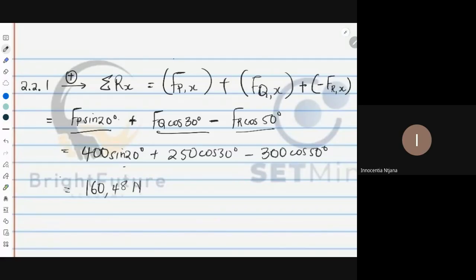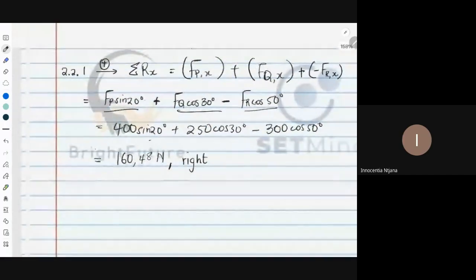This thing is a vector, so it needs a direction. So since we chose the right direction as positive and our answer is also positive, then we can be confident that this thing has to be going to the right. Right? Remember what I explained the other day. So yes, that's what you do.